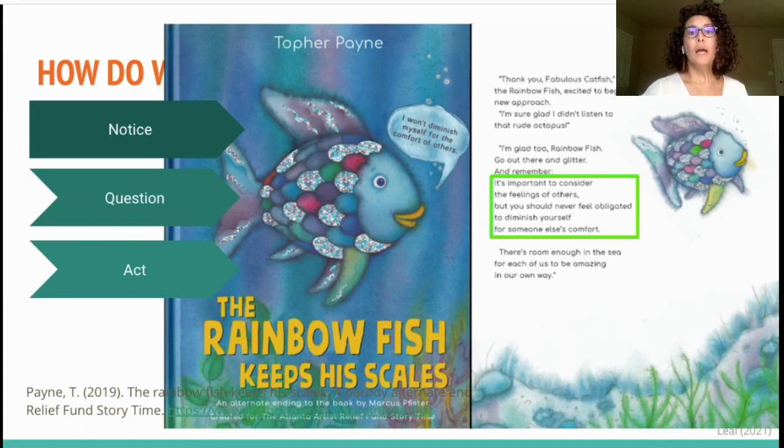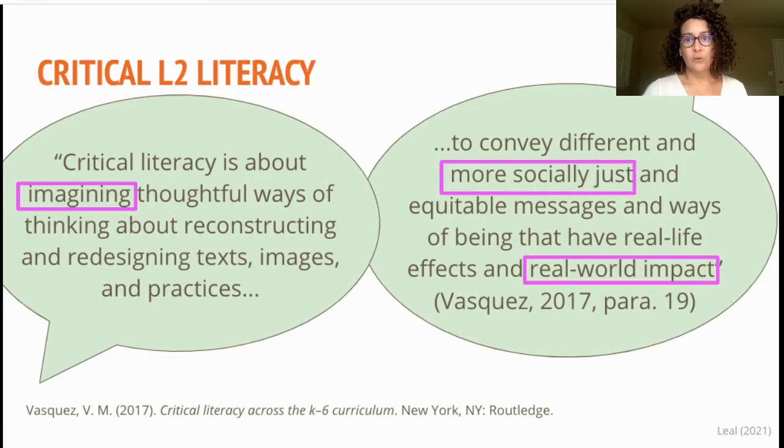So there's no one way to do critical literacy. What makes it critical is the connection with our social worlds and interrogating the representations and the messages that are hidden in the text, and our efforts to bring attention to these representations and to challenge them.